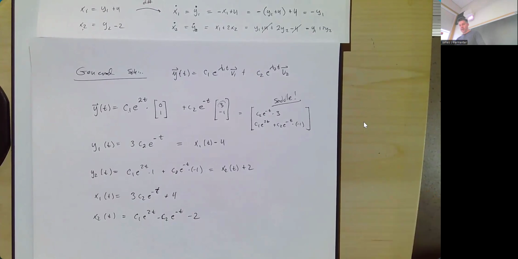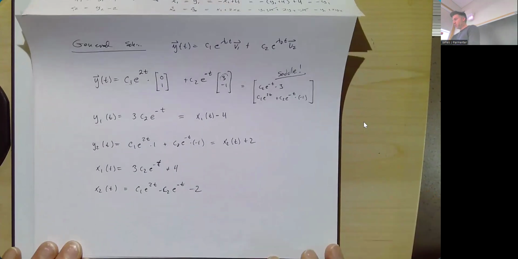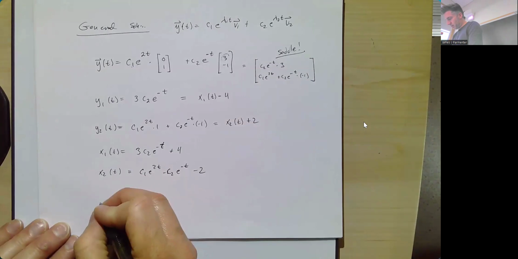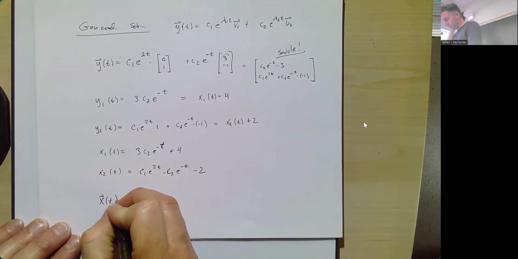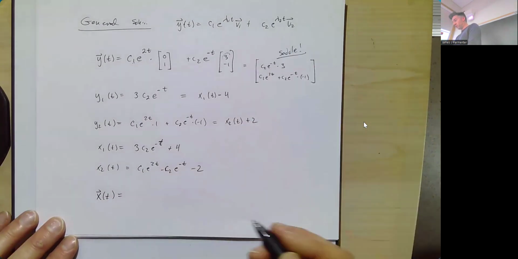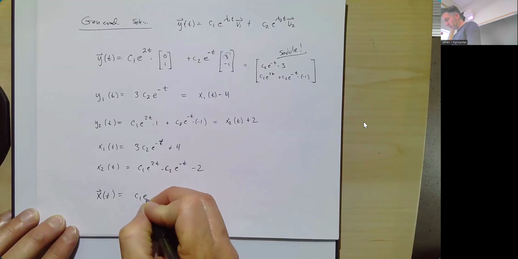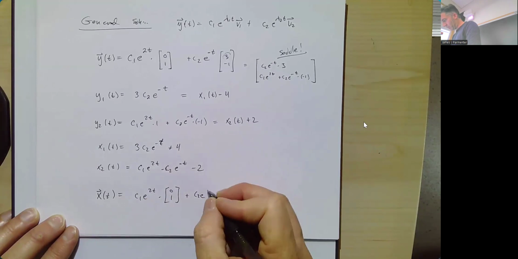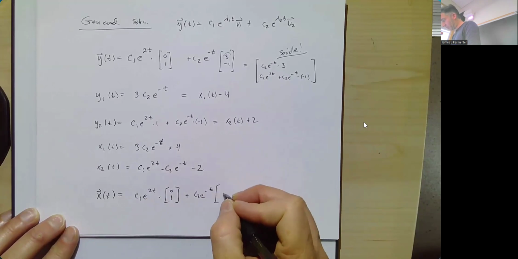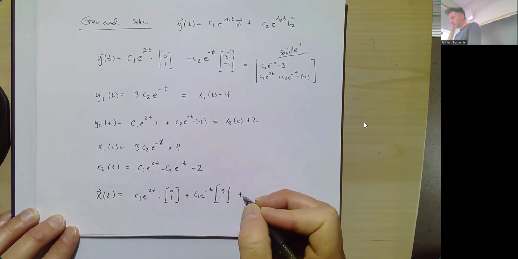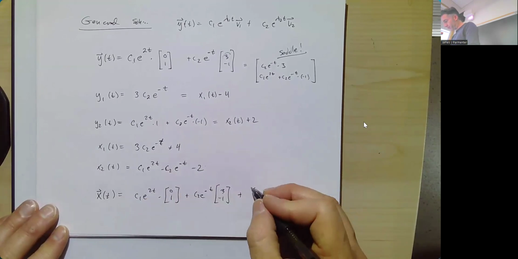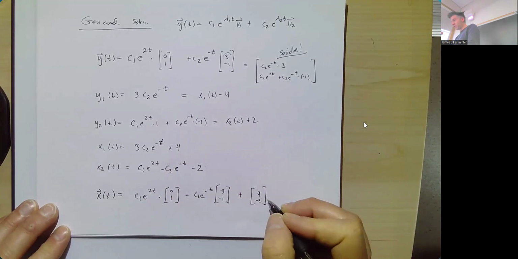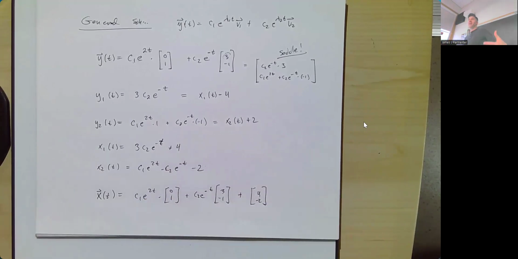Or written in a more normal way, we could say x of t is equal to our general solution here, c1 e to the 2t times (0, 1) plus c2 e to the negative t times (3, -1) plus (4, -2). Essentially, the general solution of just the matrix A part, and then you add on your particular solution.